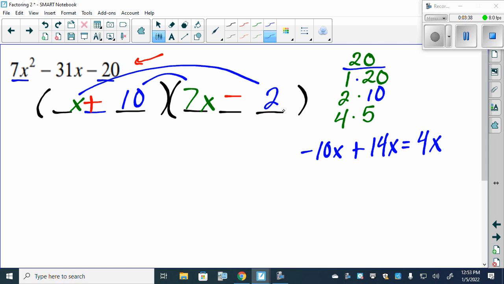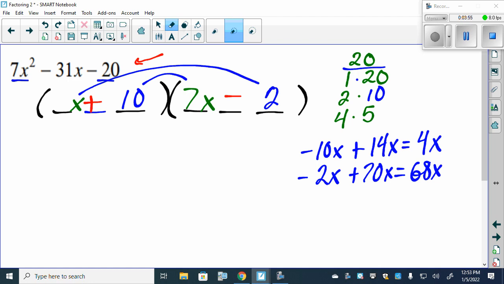Yeah, because this probably is not going to help, because x times negative 2 is negative 2x. 7x times 10 is plus 70x, which gives us 68x. Okay. So 10 and 2 did not work in either setup. So it's not going to be that set. What can we try next?